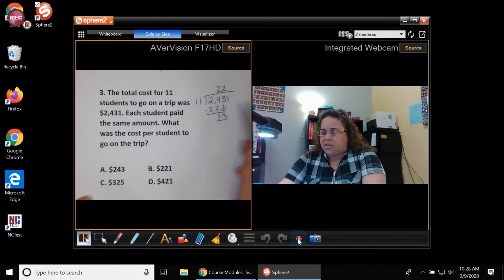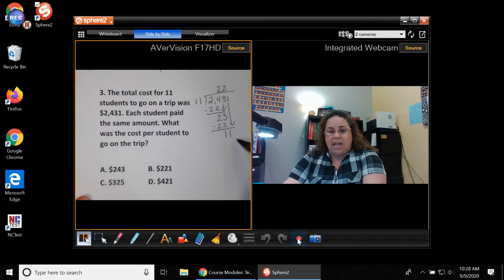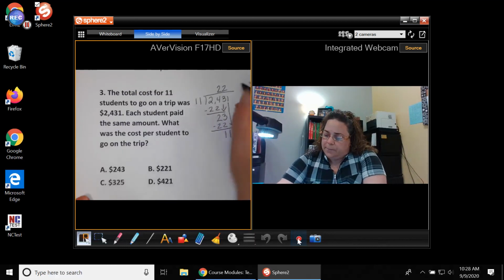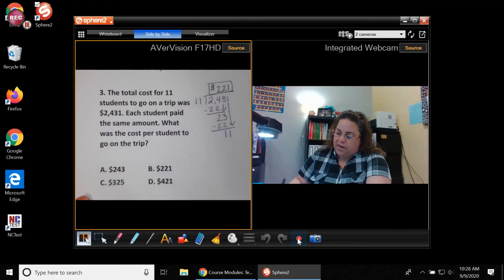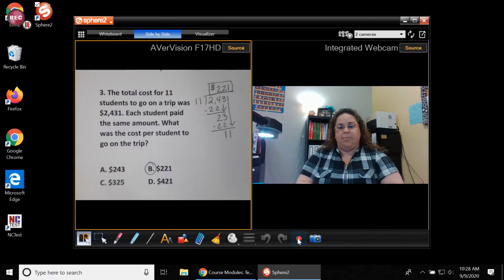We know the answer to that one. 2 times 11 is 22. Subtract that. Now I'm left with 1, and I bring down my 1. And 11 goes into 11 one time. So my answer is $221. So the correct answer for this problem would be B.